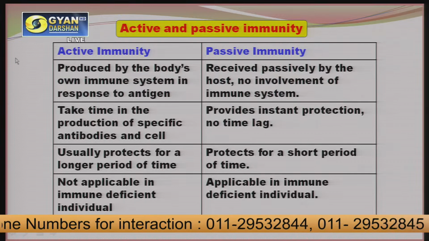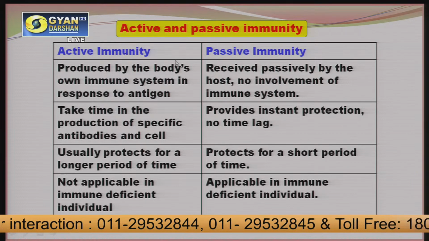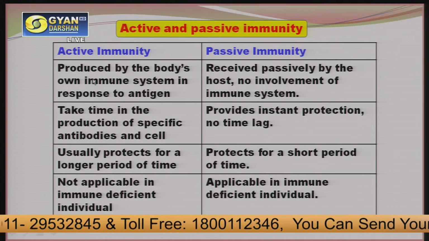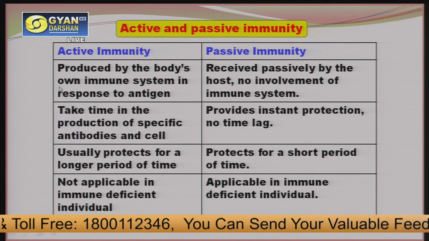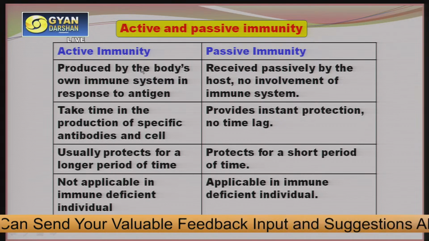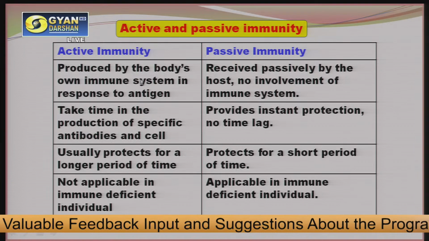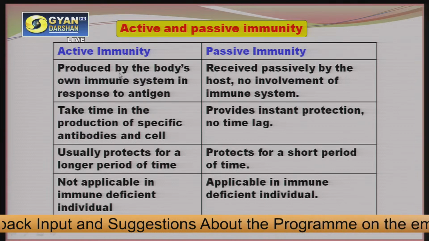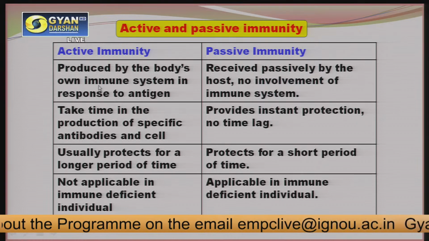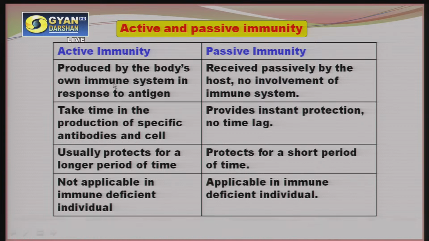Another thing I want to discuss is active and passive immunity. What is active immunity, and what is passive immunity? Active immunity is produced by the body's own immune system in response to antigens. If any infection like a microorganism infects the body, the immune system can produce T cells, B cells, and antibodies. A number of immune responses take place, and ultimately we get protected from the infection. You can say it is active immunity.